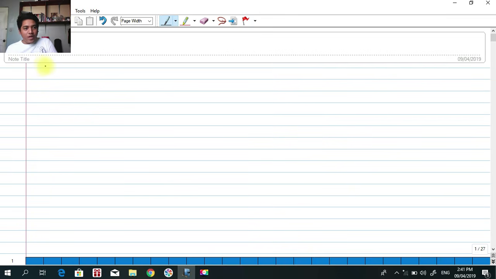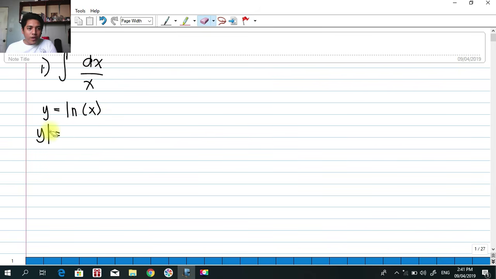So for number one, we have the integral of dx over x. If we wish to recall, class, if we have a function, let's say ln of x, in order to get the derivative y prime, we have to use the formula du over u, or dx over x. Just a little recall.